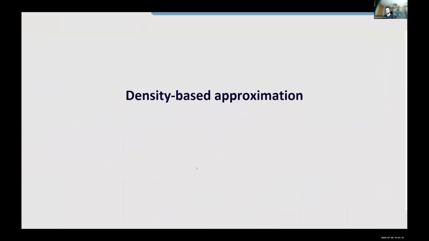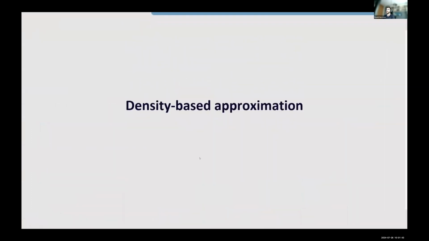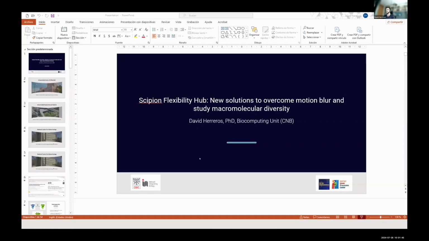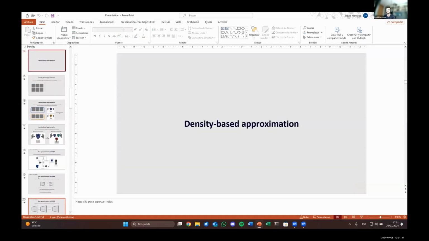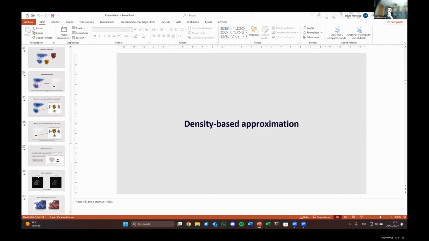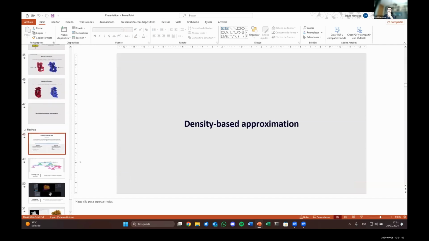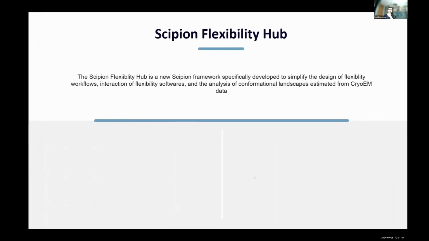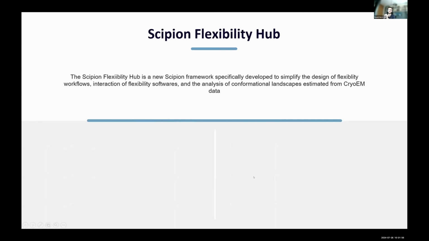Oh, sorry for this. Let me go back. I would like to finish very fast talking about the Scipion Flexibility Hub, because I think it's not only about developing methods, but actually trying to make them easy to use, to simplify the installation, to simplify the usage. And for that, I really like Scipion, because as I was telling you, it has this nice interface.